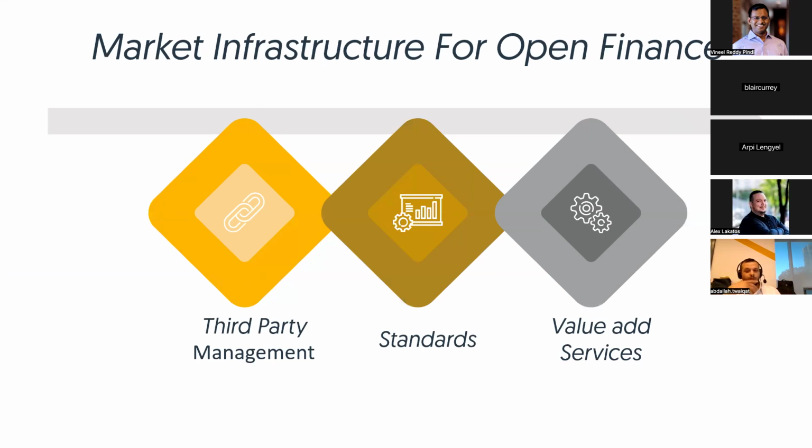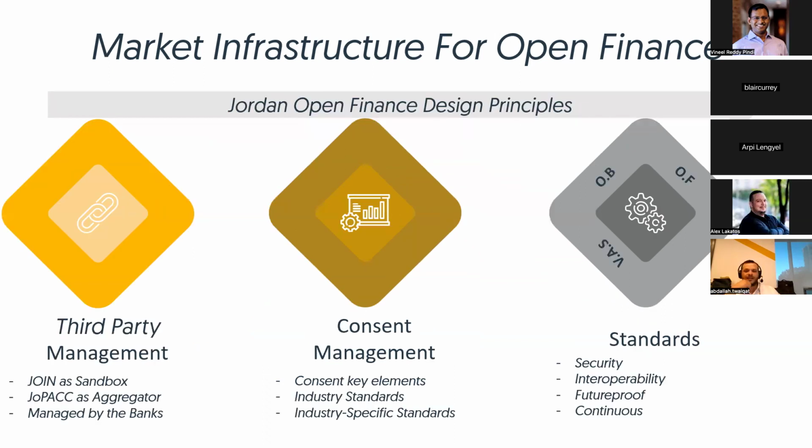On a global scale, in global implementations, once we say open banking or open finance, the market infrastructure usually consists of three different pillars. The first one is third-party management, who is going to manage all the startups and the third-party providers. We have the standards, which is the open API specifications, all of that. And we have the value-added services. So what services are going to be implemented? What will we start with? What are the use cases that we want to focus on? And all of that. In Jordan, we do it in a different way.